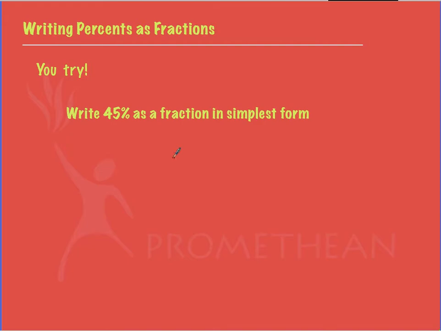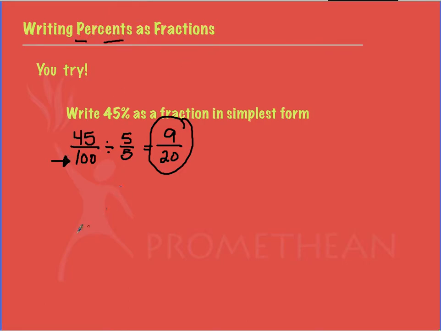Okay, so 45%. In this case, if you want to pause and try it on your own and come back and check your answer, that's fine, or we can keep working through it. So again, follow your steps. 45 over 100. They're both divisible by 5. 45 divided by 5 is 9. 100 divided by 5 is 20. So as a fraction, 45% in simplest form is 9/20. Again, fairly easy, just always remembering that it's per 100 because that's what percent means.